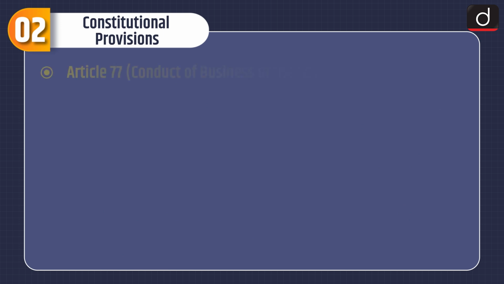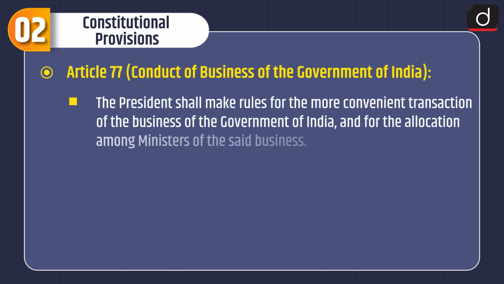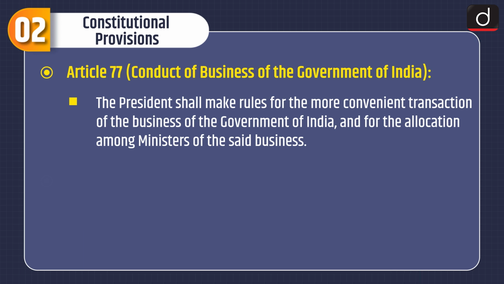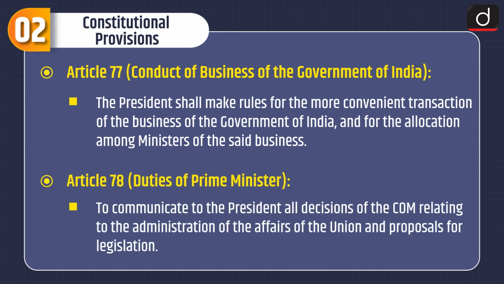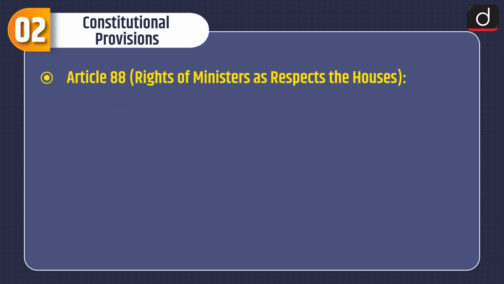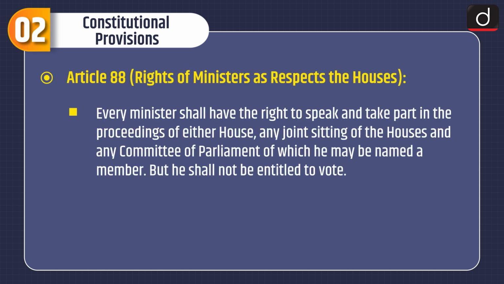Third is Article 77, Conduct of Business of the Government of India. The President shall make rules for the more convenient transaction of the business of the Government of India and for the allocation among ministers of the said business. Fourth is Article 78, Duties of Prime Minister. To communicate to the President all decisions of the COM relating to the administration of the affairs of the Union and proposals for legislation. And Article 88, Rights of Ministers as respects the Houses.